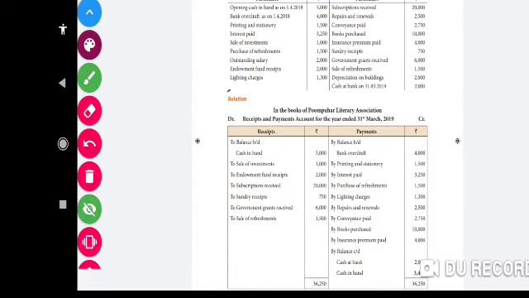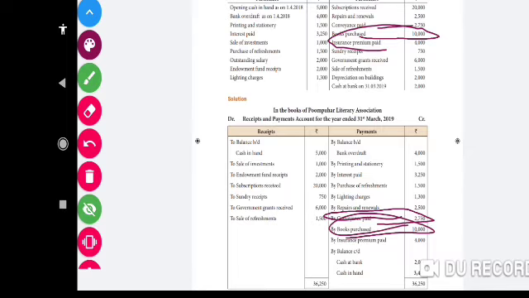See the next one, lighting charges 1,300. By lighting charges is a payment side 1,300. Next one, subscription receipt 20,000 is a receipt side. Next one, repairs and renewals 2,500. By repairs and renewals 2,500. See the next one, conveyance paid 2,750 is a payment side. Conveyance paid 2,750.